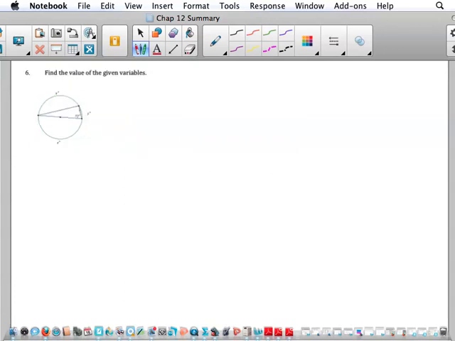Number 6, find the values of the given variables. Well, when you look at this, you can hopefully see that this line passes through the center, therefore making it the diameter of a circle, making z equal to 180 degrees. It's half a circle. And also, the end points of this inscribed angle are on the end points of the diameter, making this a right angle.